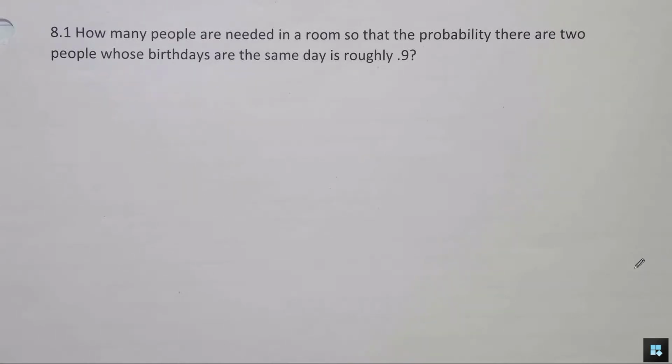Okay, so write down how many people you think are in the room so that the probability that there are 2 people whose birthdays are the same is roughly 0.9. And then we're going to do an experiment and see if we can simulate that. I'd like to get a simulation of 40 people in a room, but we don't have 40 here. So let me count how many are here. 1, 2, 3, 4, 5, 6, 7, 8, 9, 10, 11, 12, 13, 14, 15, 16, 17, 18, 19. 19 with me, that's 38. Okay, I'd like to have a simulation of 40 people.